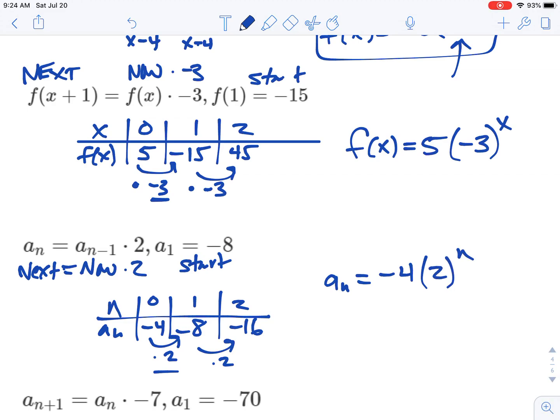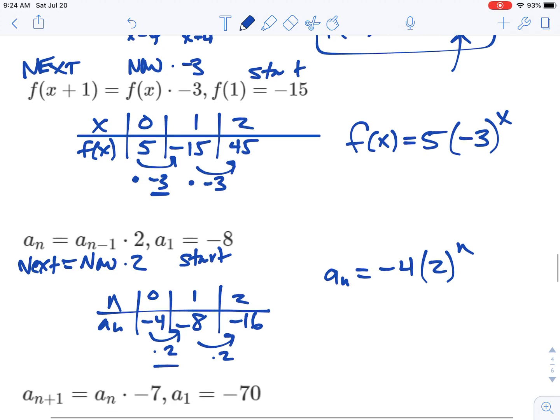Just make sure you don't mix up your letters. If you're using n's, make sure everything is in n's. You can't have x's and n's all in the same formula. It wouldn't make sense for this situation.